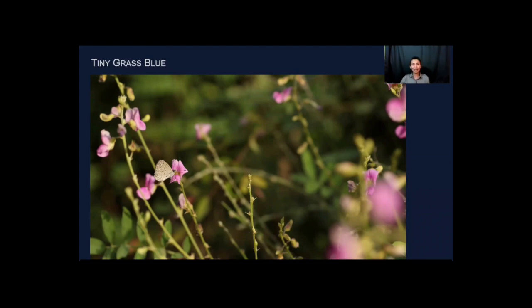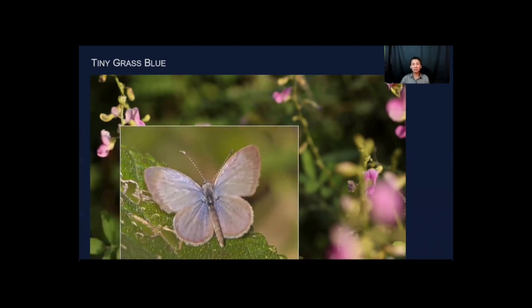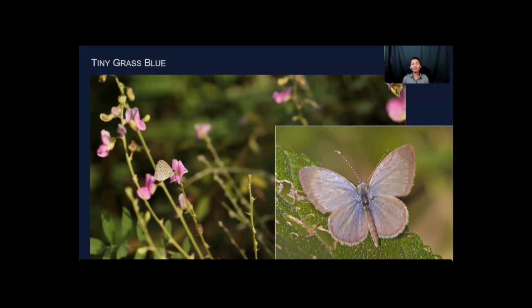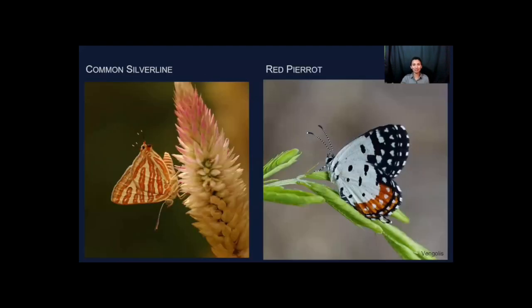The blues get their name mainly because many species in this family have a bluish wash, a bluish tinge on their upper wing. Let's look at a few more examples. Common silver lion and the red Piro. Butterflies like these have no blue at all on them.